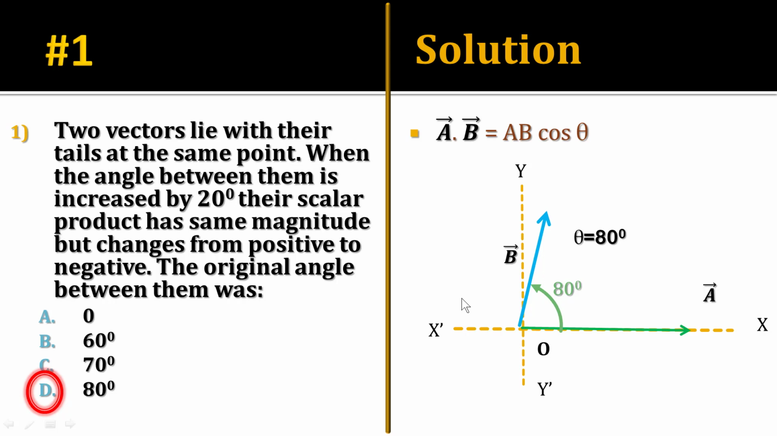then it means that that should be the correct option, because it is increasing the value of theta from one quadrant to another quadrant. 80 degrees lies in the first quadrant and 100 degrees lies in the second quadrant. Okay, this is not the case with any other option, so option D is the correct option.